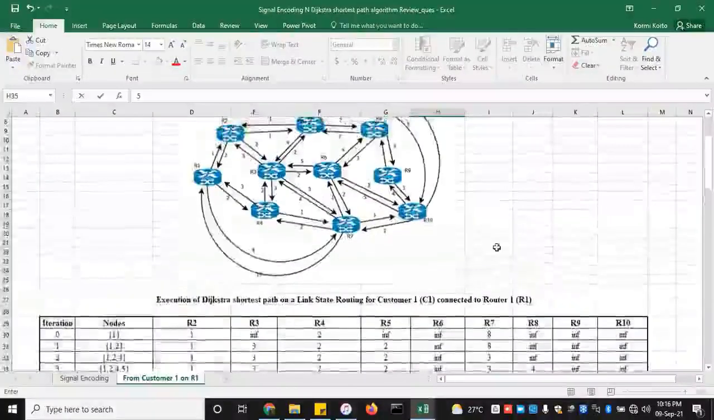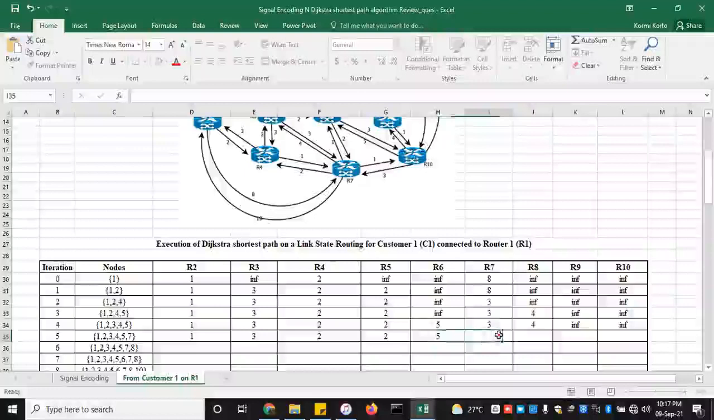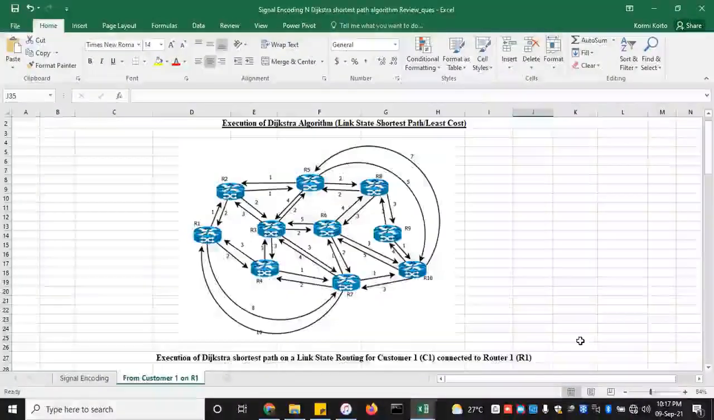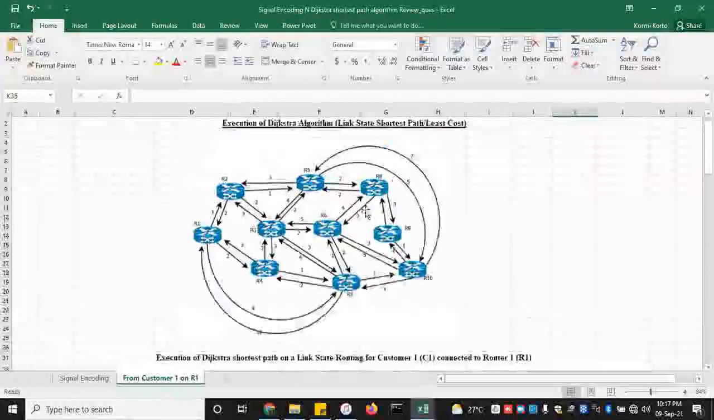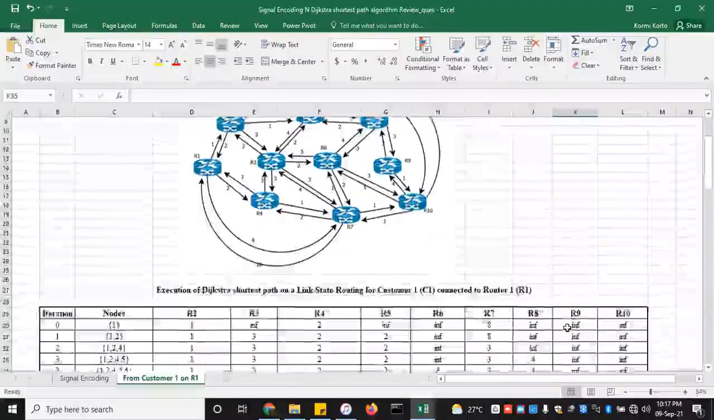And now what about 7? 7 is still the best approach, still go through that, which is 2 plus 1, 3. 8, still this is the best route, right? Which gives you a 4. 9 is still way off, even though we've included 7, it's still way off, so that's still infinity.